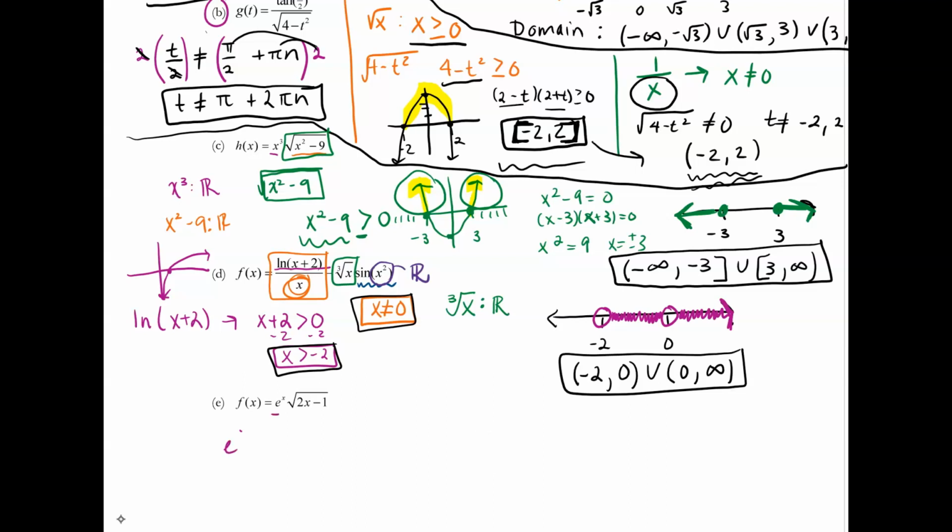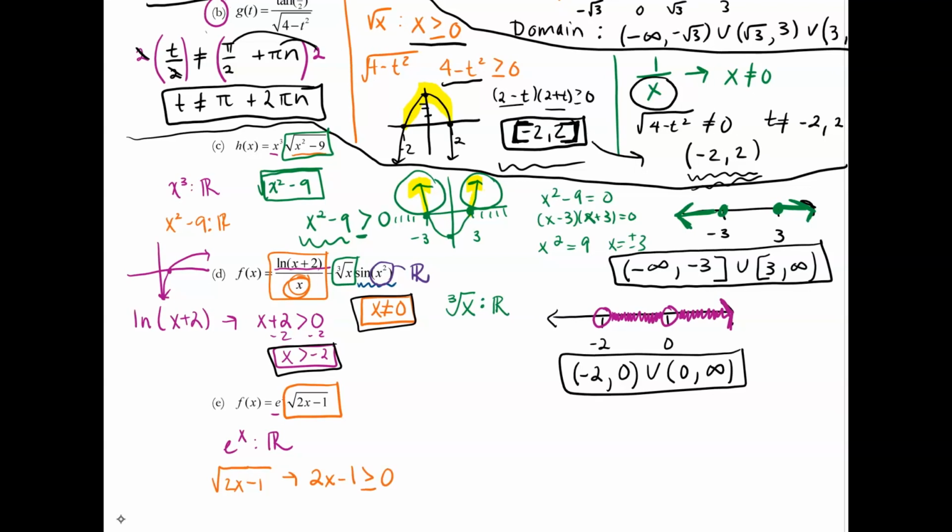All right, e to the x, no domain restriction. That exists on the domain of all real numbers. This part we've got to be careful of. 2x minus 1 by itself, the polynomial, no domain restriction, but the square root of something, the square root of some junk, in this case 2x minus 1, the junk must be greater than or equal to 0 since it's an even indexed root. So 2x minus 1 must be greater than or equal to 0.